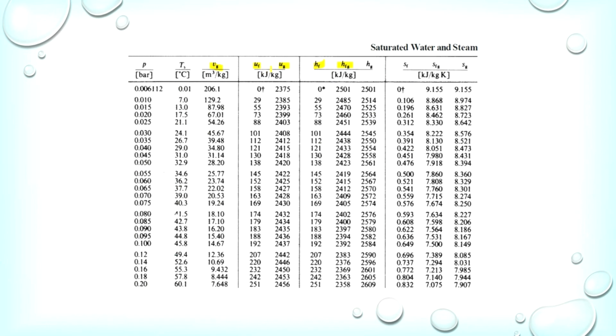If let's say I want to get ufg, then you need to take this value, ug minus uf, to get ufg. Just like when you look at this, hfg is actually 2514 minus 29. So you get this 2485. The same here, 8.974 minus this, you get your sfg.